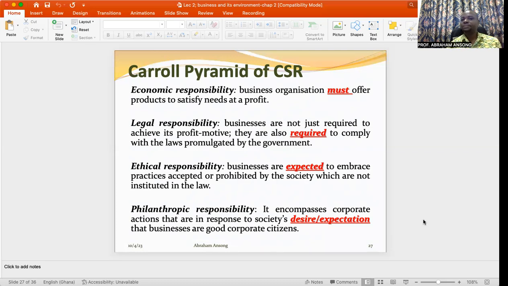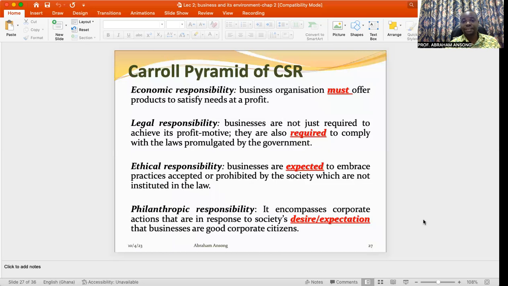So economic responsibility: a business organization must offer products to satisfy needs at a profit. That is really the main concern of a business owner if you're about to start your business. You must be seeking to provide a product or service that will satisfy a need. But once again, because it is not a philanthropy or an NGO that you are seeking to run, it is important that you should be able to make some profit in the process of satisfying the needs of people. So what if you fail at this stage one? Then the issue about CSR doesn't even come in at all, because you have to actually make some profit before you can think about helping society. But if the product or service that you are rendering isn't helping you make any form of profit, then we cannot even start talking about other levels or stages of corporate social responsibility.